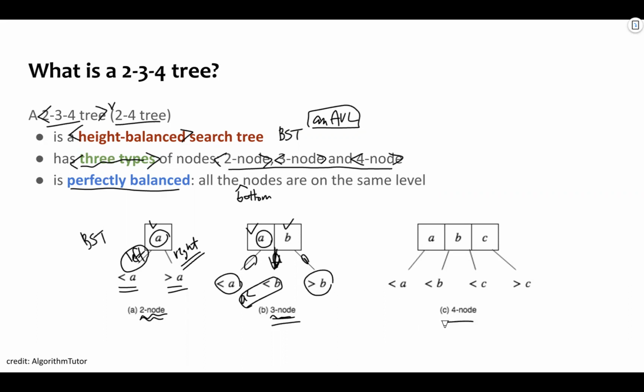And a 4 node contains 3 values and 4 connections. So here we are concentrating on the connections to define the name of these nodes. And as you can see here, the values in this branch are between A and B, and values in this branch are between B and C. And the values on the rightmost subtree are greater than C. So these concepts are pretty simple. Let's move on.